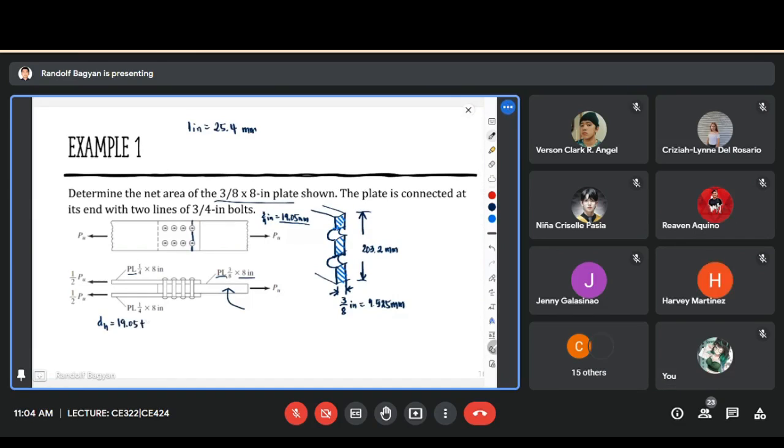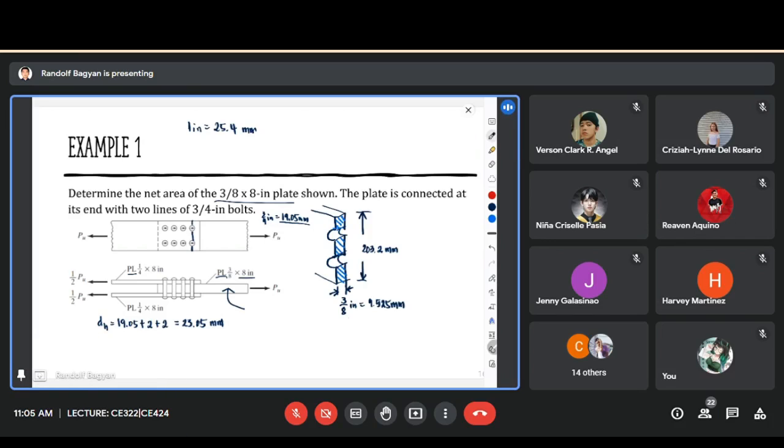plus 2 mm, plus, kaya sabi ng NSCP, kailangan pa natin mag-add pa ng another 2 mm. Okay, so ilan na to? 19 plus 4, 23.05. Okay? Alright. Pwede naman dito siguro yung 3/8 inch natin. Pwede natin gawing 9.5 mm lang. Yung 3/4 dito, pwede yung 19 mm lang. Pwede yun. Or 19.1. Alright. That's the diameter of the hole. 23.05. And then, meron na tayong thickness.